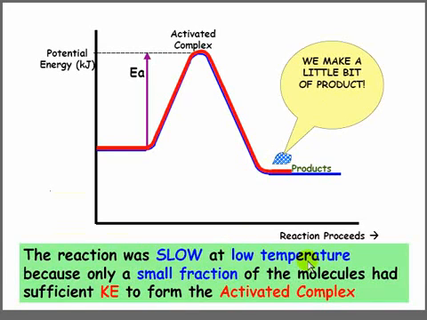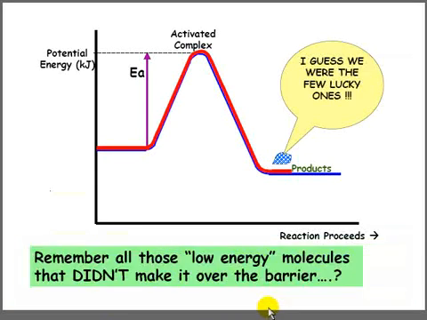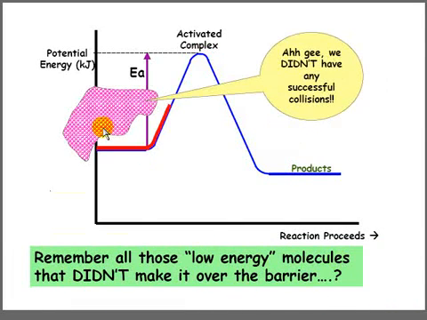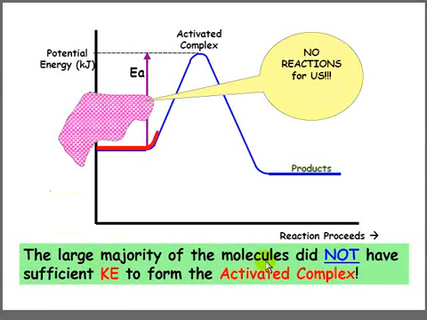The reaction was slow at this low temperature because only a small fraction of the molecules had sufficient kinetic energy to form the activated complex. Remember all those low energy molecules, the purple ones, that didn't make it over the barrier? The large majority of the molecules did not have sufficient kinetic energy to form the activated complex. That's why the reaction was so slow at this temperature.